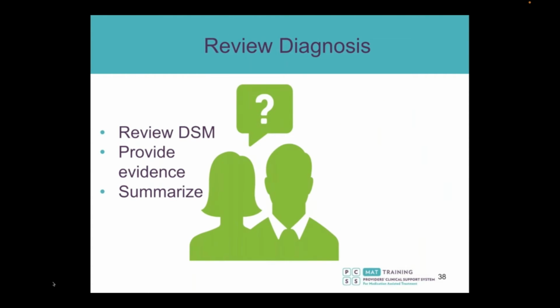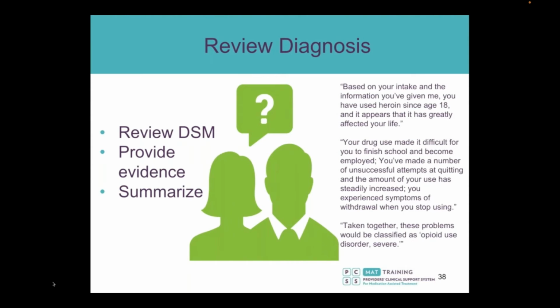Review the diagnosis with them. As I mentioned before, go over the DSM, provide the evidence for the symptoms that you feel that they are evidencing, and summarize. And again, you have some standard language, but it's basically based on your intake and the information you've given me to meet criteria for opioid use disorder in this way. You might trace their history running up to that to some degree, but remember the diagnosis is based on the symptoms in the previous 12 months. And you end by saying, taken together, these problems would be classified as opioid use disorder severe.